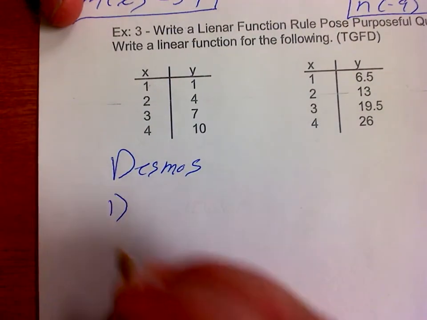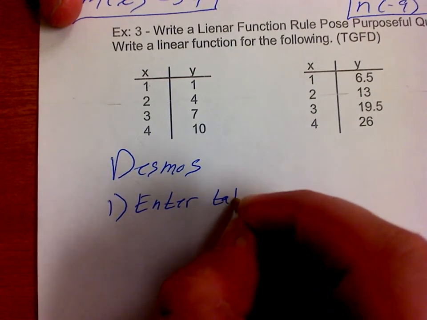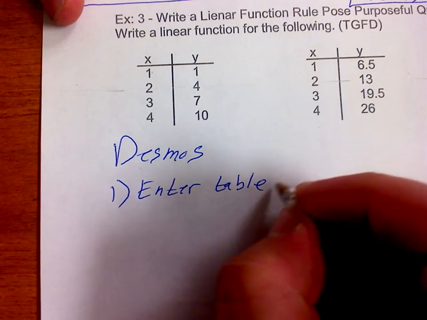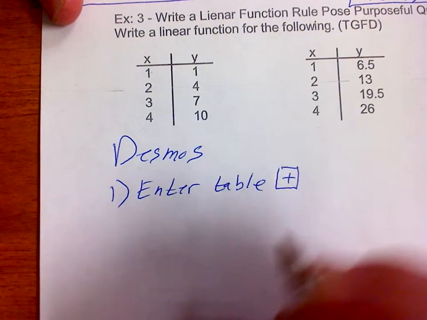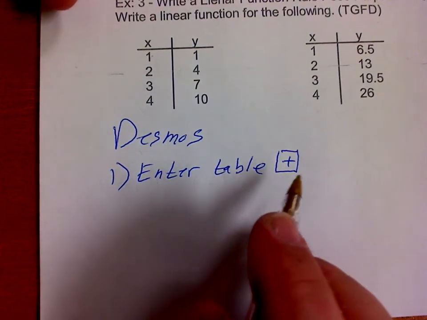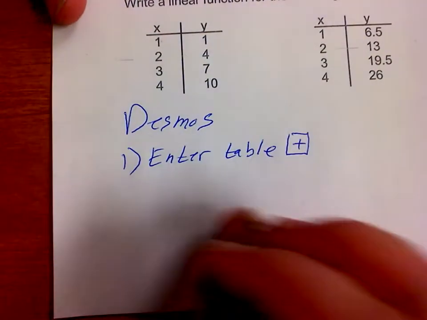The first step is to simply enter in our table. We have to hit the plus button at the top left of our screen, and then you'll see where it says enter table. We can just enter in our table as we need to.